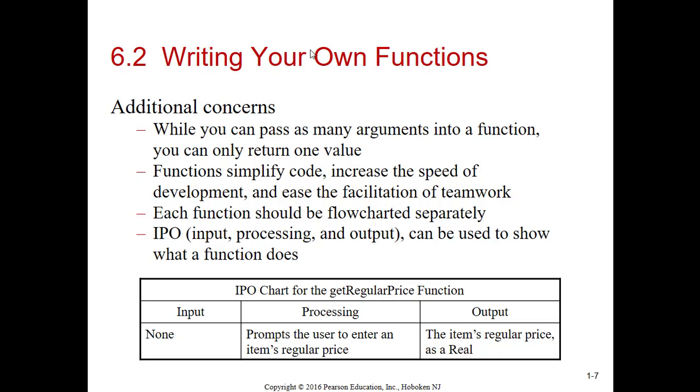Functions simplify code, increase the speed of development, and ease the facilitation of teamwork. The way that works is I can write a function. Everybody else can write a function at my company, and we can share, which means I can call your function. All I have to know is the name of your function and the arguments to pass and what's going to be returned. And you can call anybody else's in the company. Each function should be flow charted separately. You have the IPO, which is an input, process, and output chart. There's no input. The processing is going to prompt the user to enter in the regular price, and the output is just going to return the regular price.